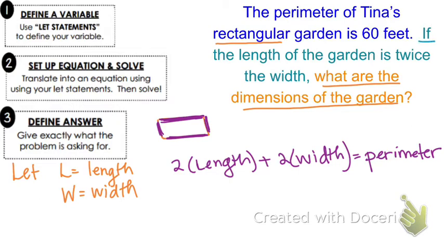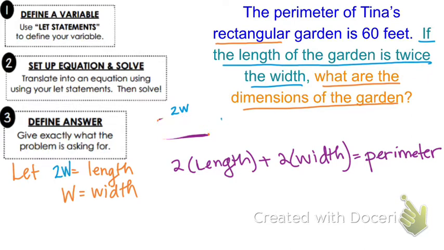So it tells us the length is twice the width. So think about what that means. The length is twice as big as the width. So if this is W, then the length is 2 times W. So I'm going to modify my let statement over here, and I'm going to call the length 2 times W.